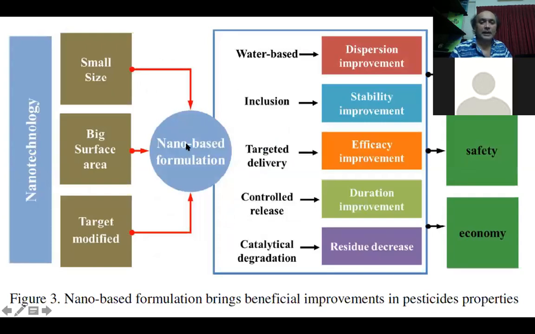Here you can see if we go for nano-based formulation, it can bring beneficial improvements in pesticide properties. Now, nanotechnology, you already understood what nanotechnology is. Nanotechnology is the technology which is based on particles or molecules within the size dimension of 1 to 100 nanometers. Nanotechnology is an emerging area which has high potential for application in agriculture as well as biological science. Nano-based formulations are small in size, nano size. Nobody can see them even using a normal microscope. Big surface area: any particle, if it is smaller, its surface area increases.